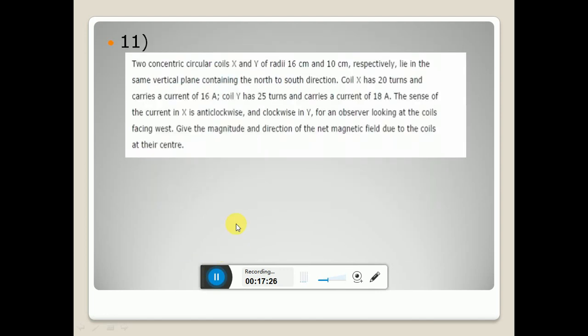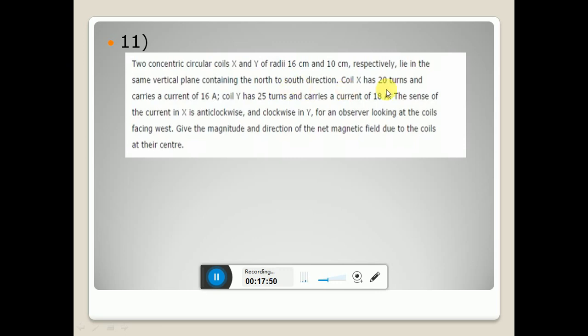So this is the important numerical relating to the additional exercise. I thought you could do this one, so that's why I am giving it here. Two concentric circular coils X and Y of radius 16 centimeters and 10 centimeters respectively lie in the same vertical plane containing the north to south direction. Both are lying in the vertical plane directed from north to south.